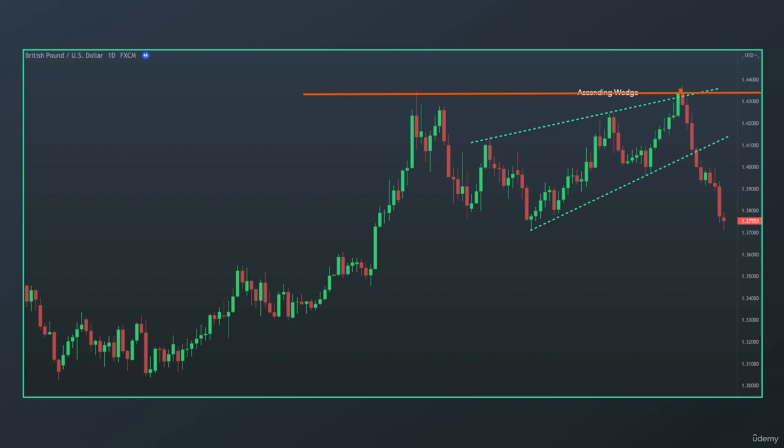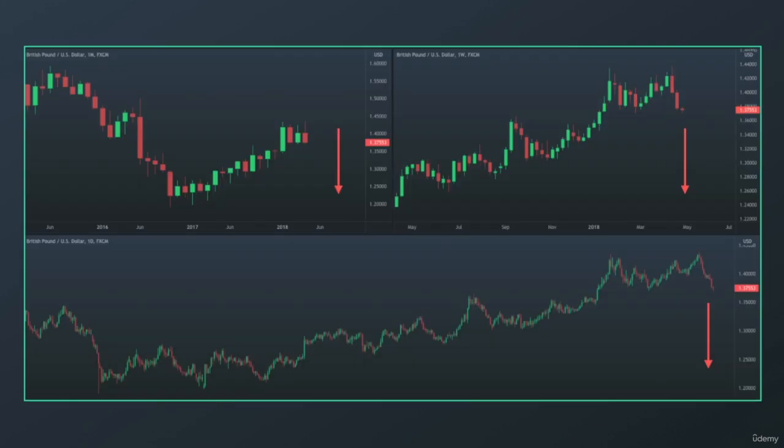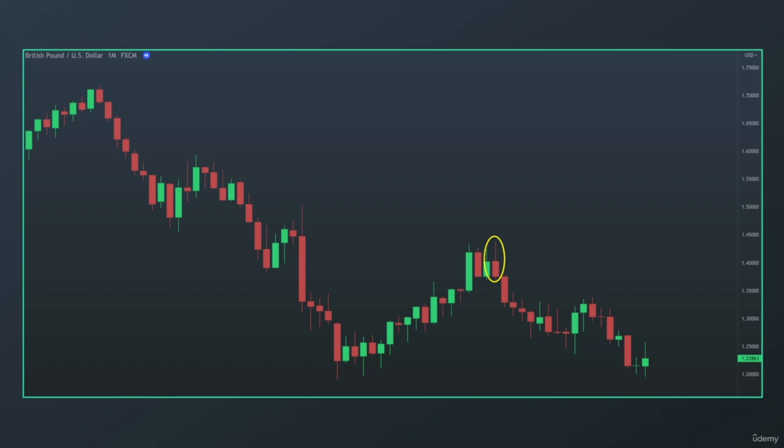As you can see, this pattern is already confirmed by breaking down this trend line support. So on the daily time frame, we also have a bearish bias. The monthly time frame is bearish, the weekly time frame is also bearish, as well as the daily time frame. All right, so let's see what happened next.